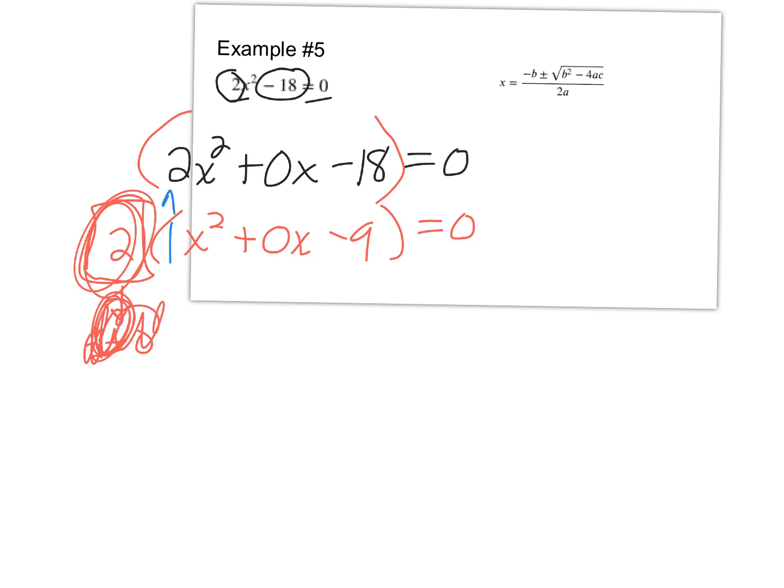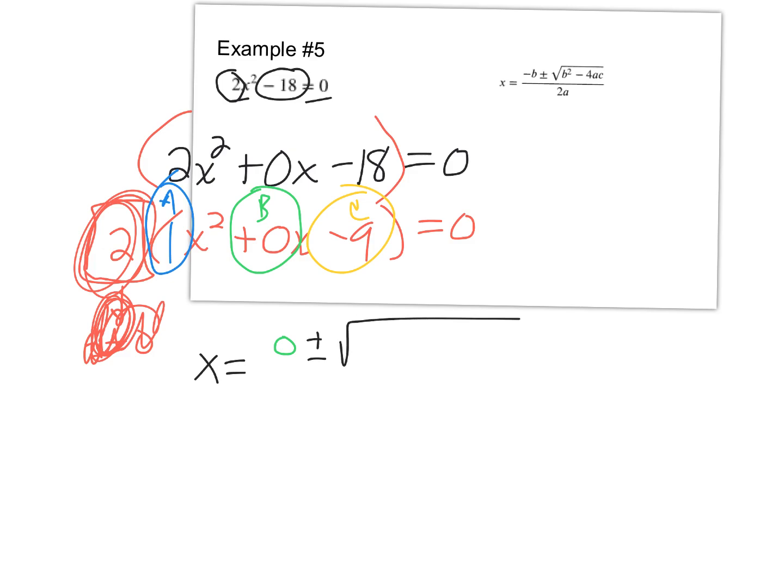So my a value is going to be 1, my b value is 0, and my c value is negative 9. Okay? So let's go to the quadratic. x equals negative b, 0, plus or minus radical b squared, 0 squared is 0, minus 4 times a, which is 1, times c, which is negative 9, all divided by 2a, or 2 times 1.